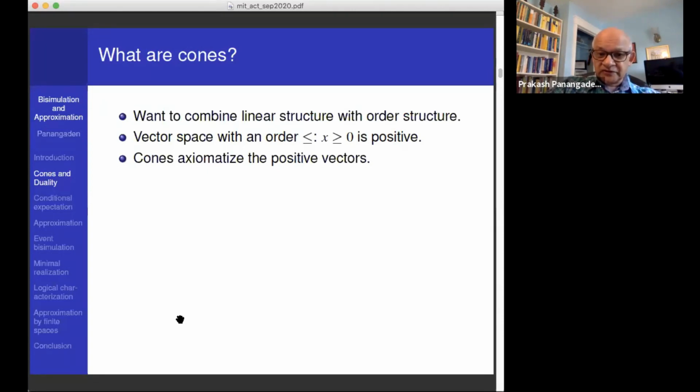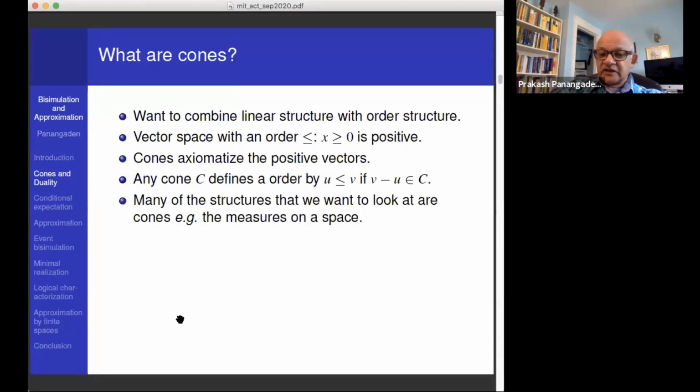We call this the positive cone, and it has some obvious properties which one axiomatizes through the notion of cones. And if you have a cone in a vector space, it automatically induces an order by saying u is less than v if v minus u sits in the cone. So there's a one-to-one correspondence between defining an order and defining a cone. These are essentially different ways of defining order structures.